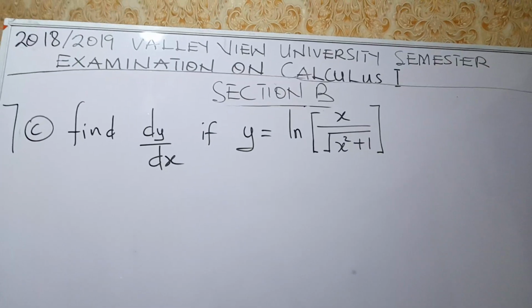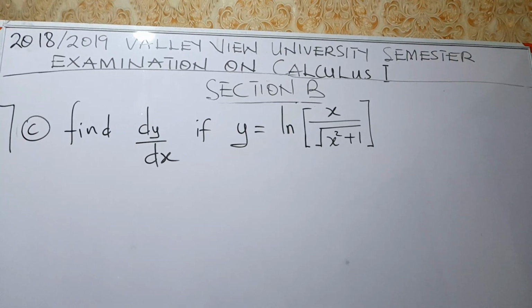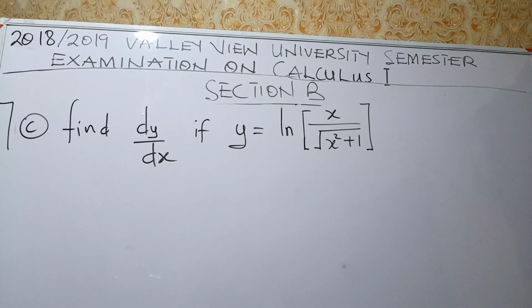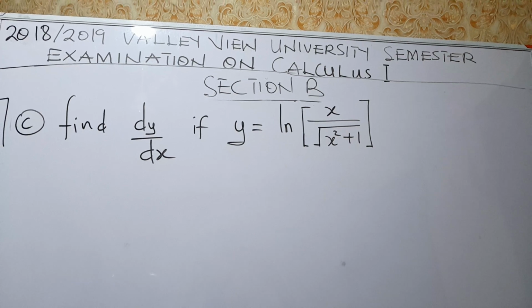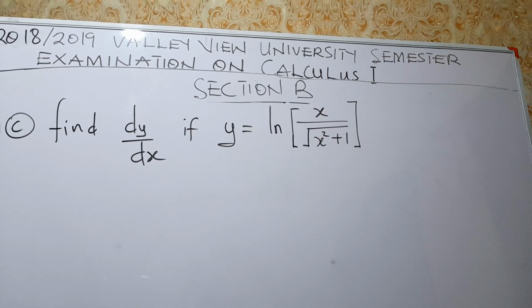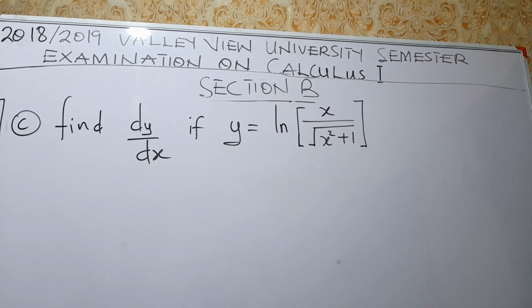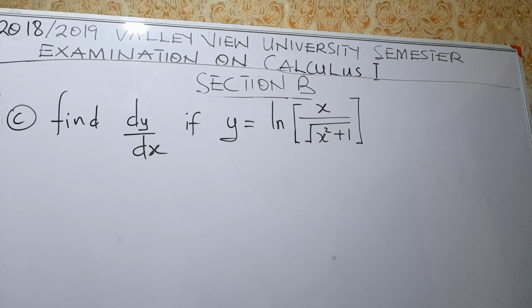So we'll solve the last aspect of section B, which is question 7c, worth 8 marks. We should find dy over dx if y is equal to ln bracket x over the square root of x squared plus 1. And this is worth 8 marks.